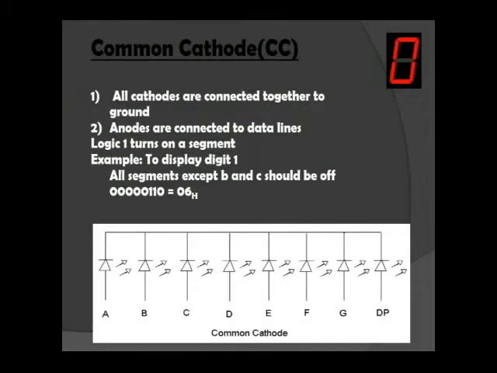Second, we come to common cathode. All cathodes are connected together to ground. Anodes are connected to data lines. Logic 1 turns on a segment.